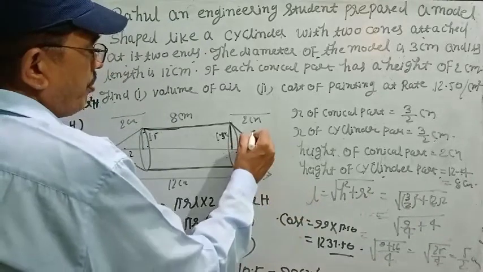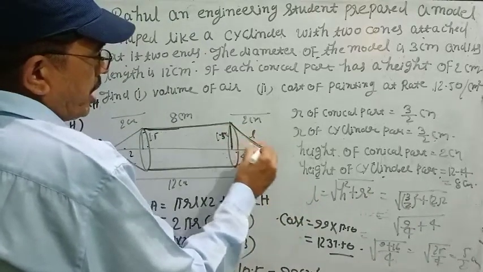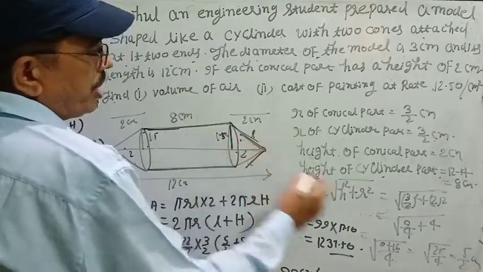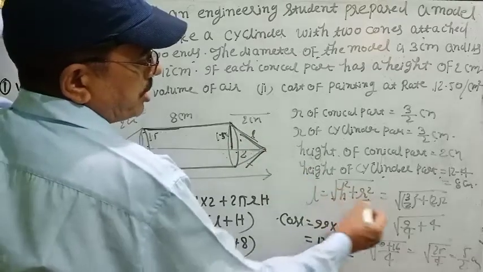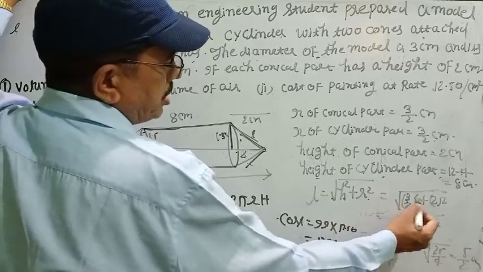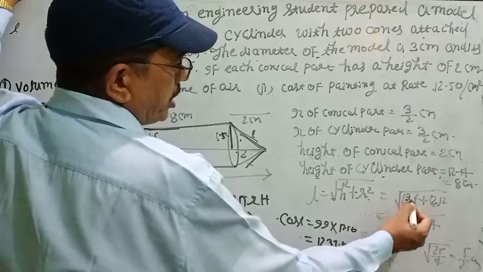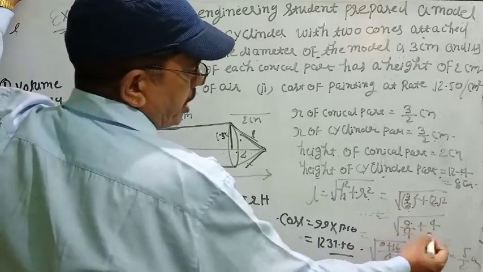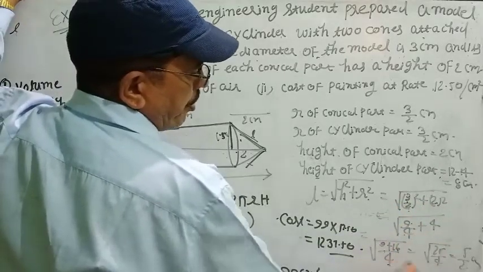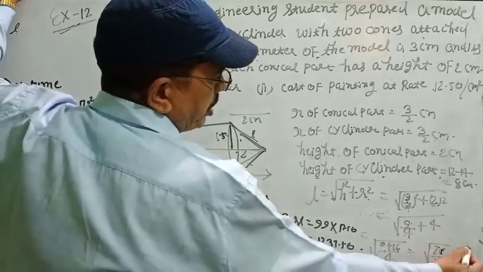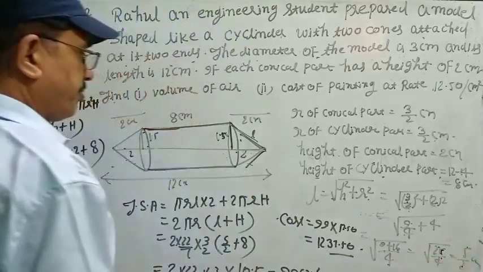What is the length of the lateral side of the cone? It is equal to the square root of h square plus r square. Then h is 2 and r is 3 by 2. Squaring, we get 9 by 4 plus 16 by 4, that is 25 by 4, so the slant height is 5 by 2 cm.